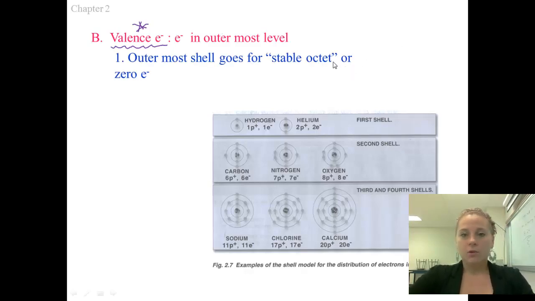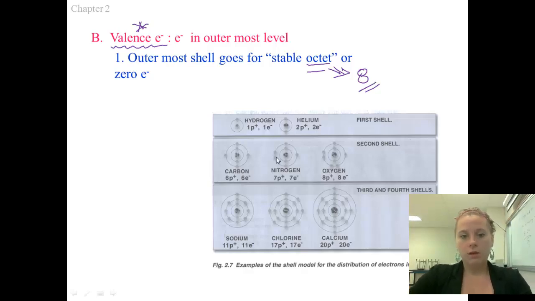And we like the stable octet rule. We want the outer shell to have that magic number 8. We want 8 electrons, or we want nothing. So it's kind of 8 or nothing. It means that an atom may have to boot some electrons out, or it may take some in.